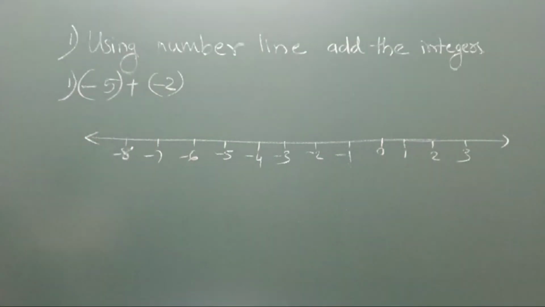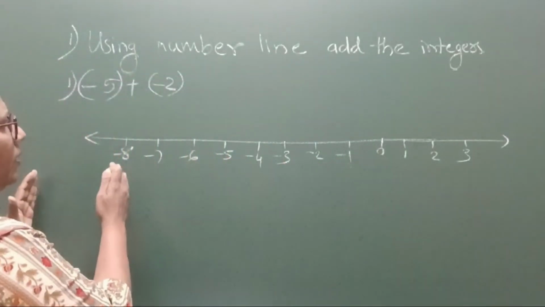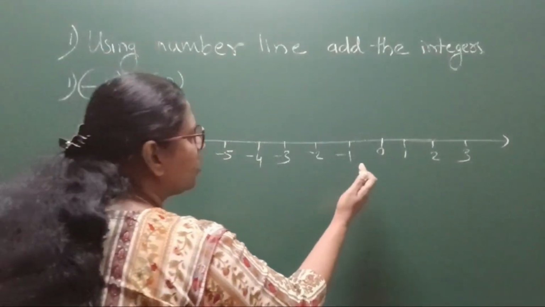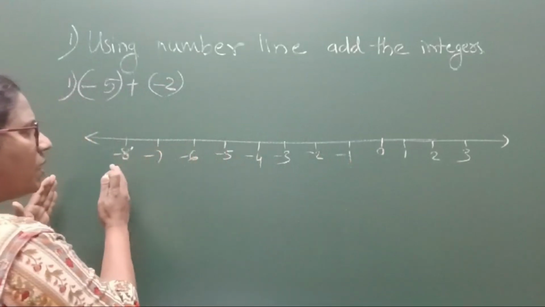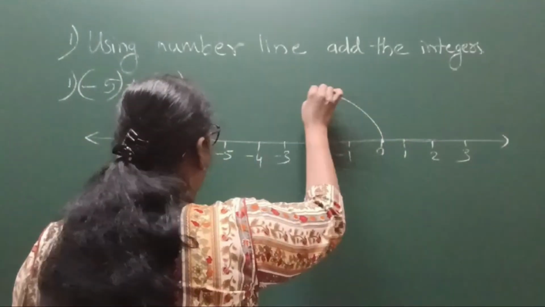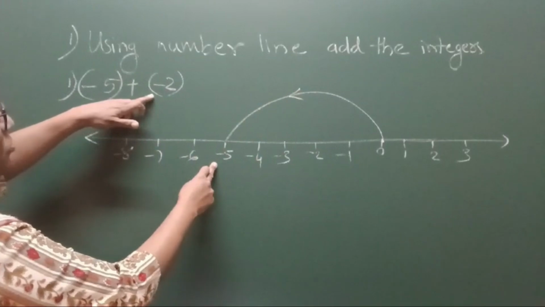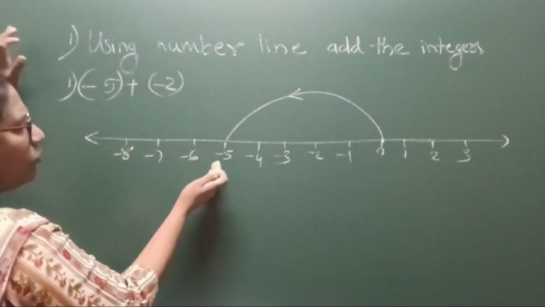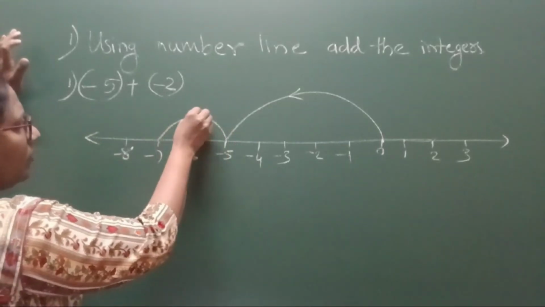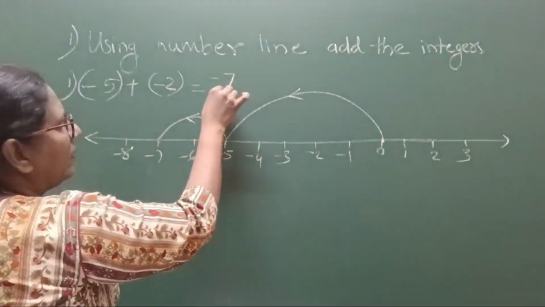Both are negative integers. So what we have learned is, move towards the left. If you want to add two negative integers, you have to move towards the left. So let's move first -5. Then again -2 you have to add. So 2 units you have to move again to the left. 1, 2. Here. Where it is now? -7. So our answer is -7.